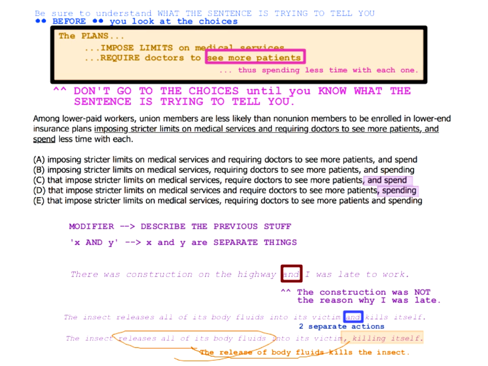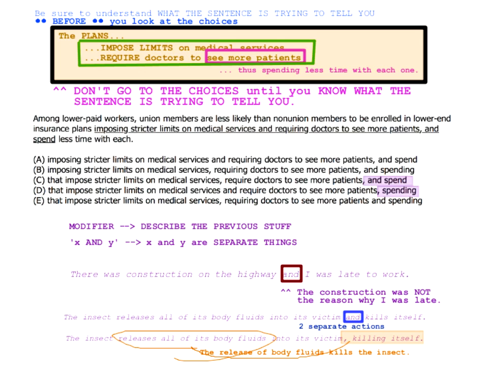Okay. So the first thing is we got a parallel structure with these. Let's put this in green, I guess, here. Green things. Those should be parallel. The plans impose limits and require doctors to see more patients. The plans only do 2 things. I mean, the plans obviously don't spend time with people. So we need to have impose and require is what we need.